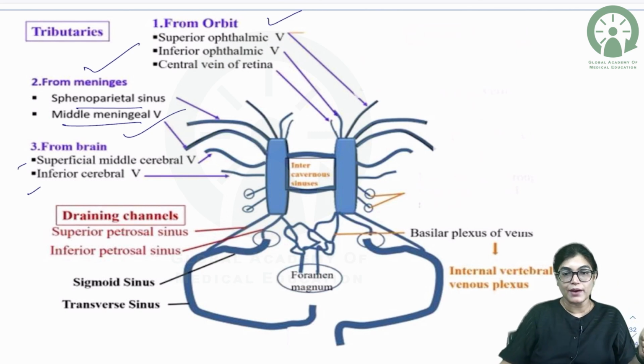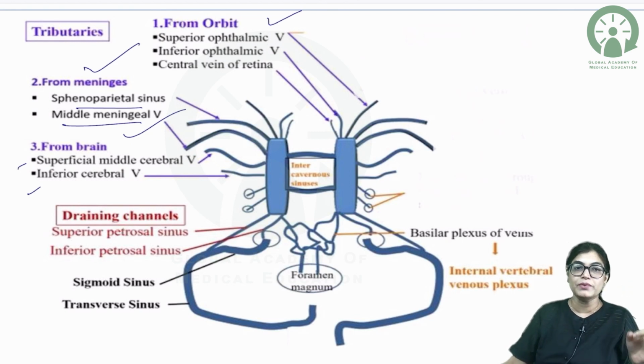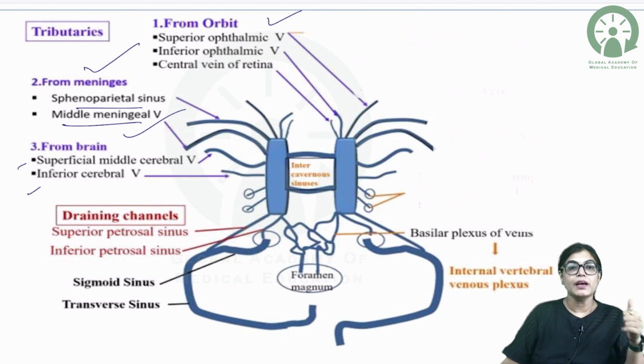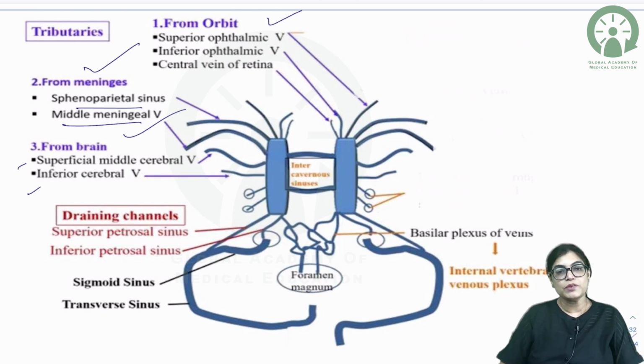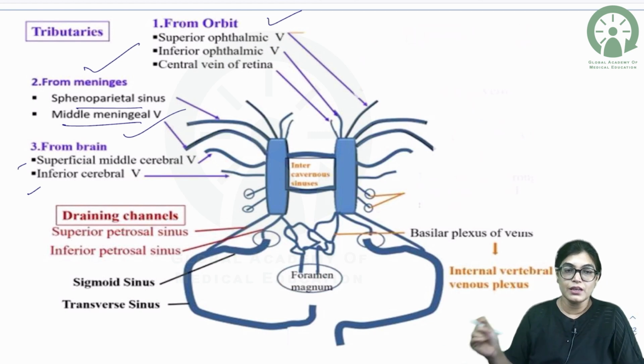From the orbit, clearly you can appreciate we have the superior ophthalmic vein, central vein of the retina, inferior ophthalmic vein. From the meninges, it is the sphenoparietal sinus and middle meningeal vein, and from the brain, it is the superficial middle cerebral and inferior cerebral vein.